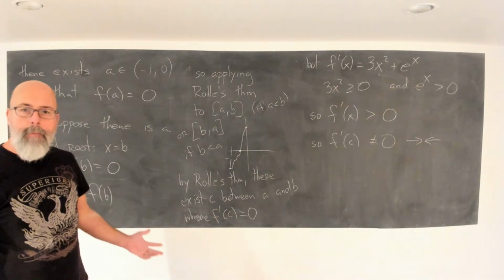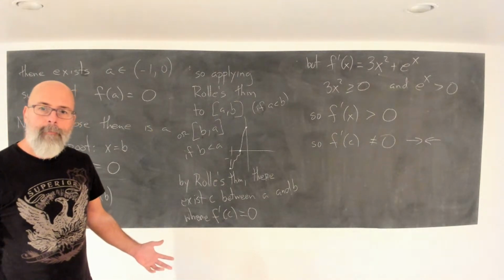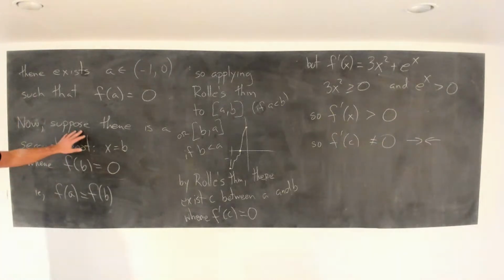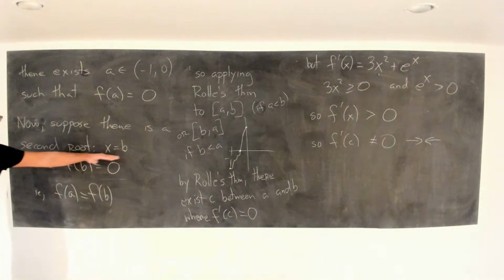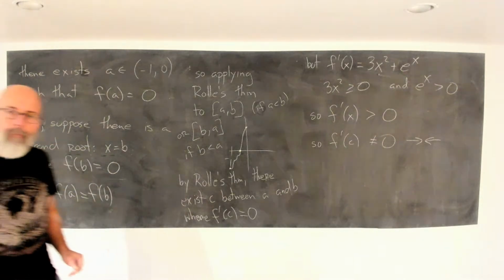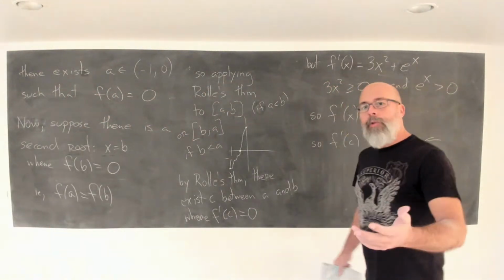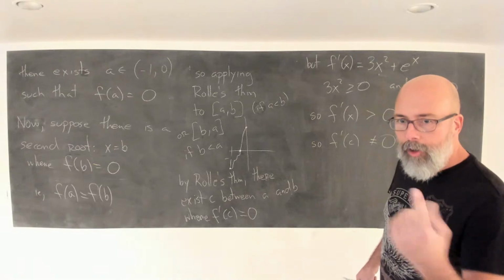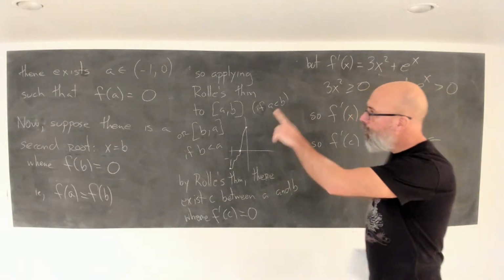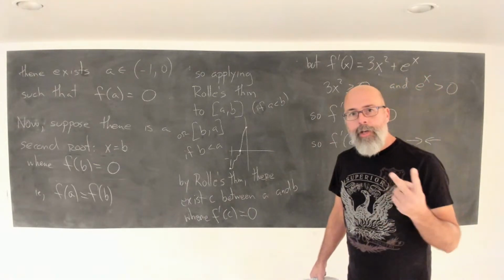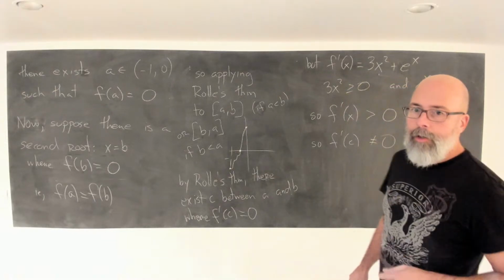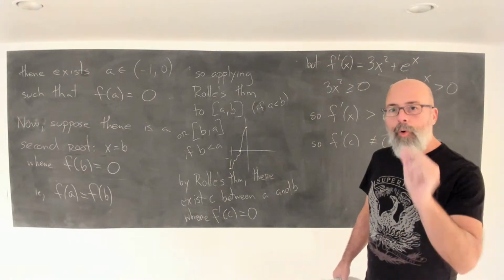So an assumption we made must have been false. And the only assumption we made was that there's a second root. So you cannot have a second root, and consequently we knew there was at least one. There cannot be two. So there must be only one.